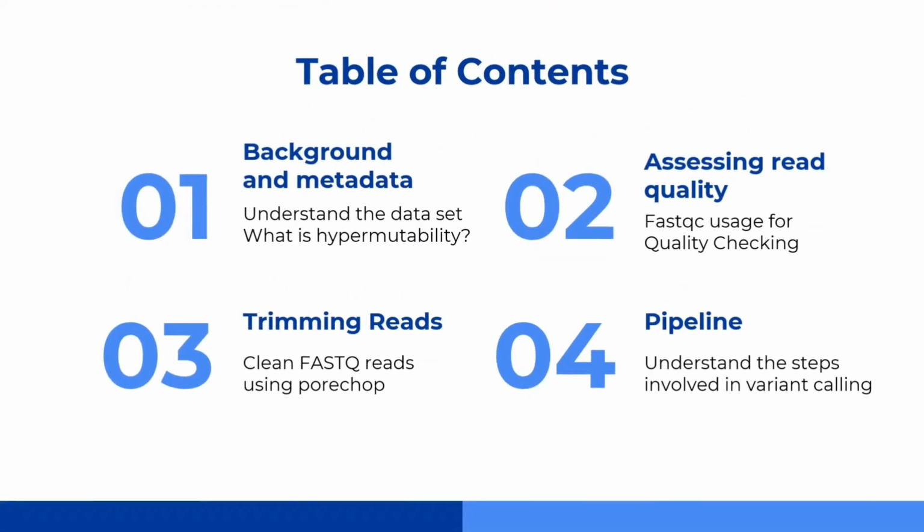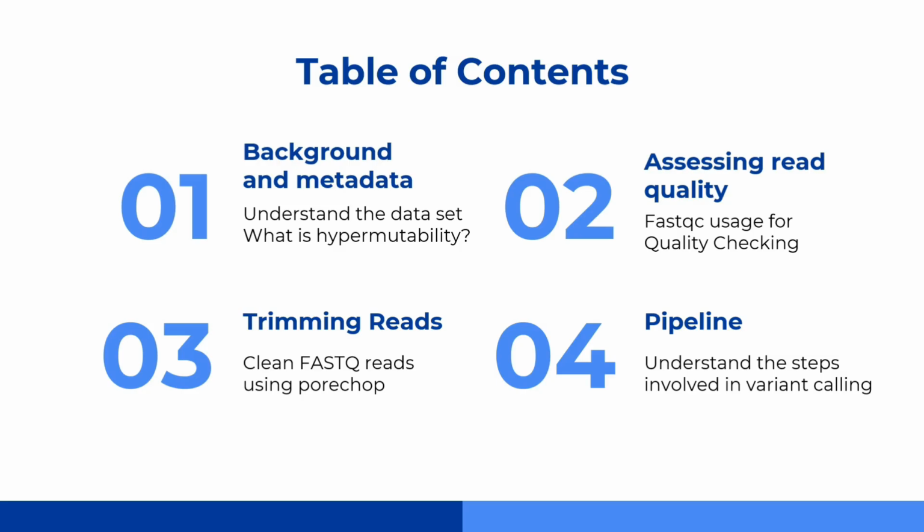So, discussing the table of contents for our course, our contents are mainly on NGS based data. For example, we are going to deal with what variant calling basically is. I'm going to include a lecture on that as well. Then the background and metadata we are using, understanding the datasets and hypermutability, and assessing the read quality. For example, checking the quality with FastQC, trimming, and applying FastQC on your data as well.